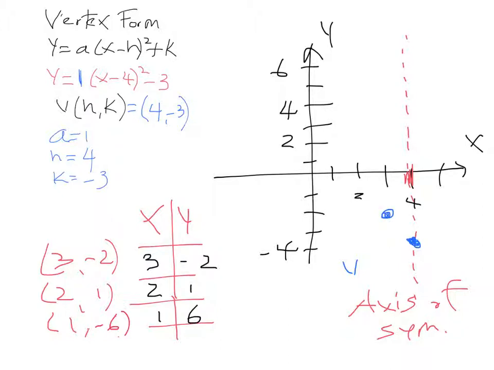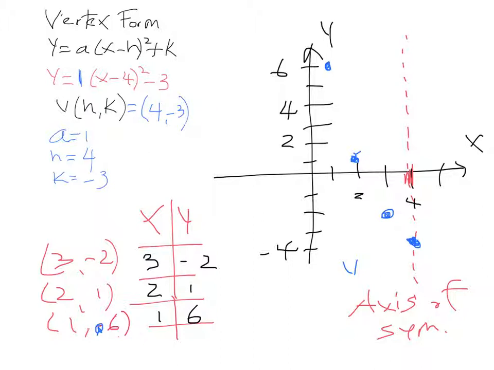The next one is 2, 1, around there. The next one will be 1, and that's a positive 6. I made a mistake right here. It's a positive 6, so it's 1 comma 6. So I go 1 and 6, and those are my values.